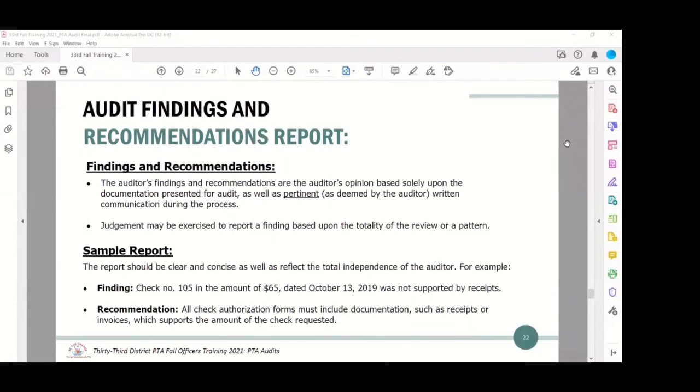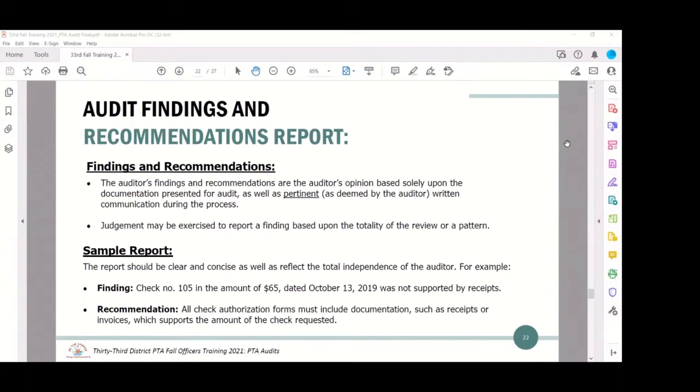The auditor's findings and recommendations are the auditor's opinion based solely upon the documentation presented for the audit, as well as pertinent, as deemed by the auditor, written communication during the process. Judgment may be exercised to report a finding based upon the totality of a review or a pattern. It is important to not personalize your audit, and to just state your clear findings. Your report should be clear and concise, as well as reflect the total independence of the auditor.